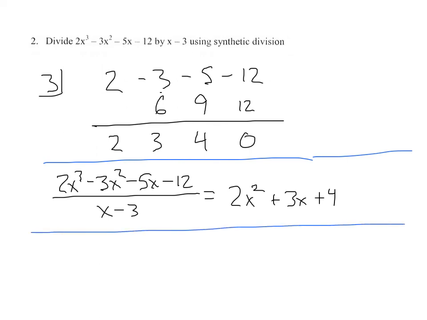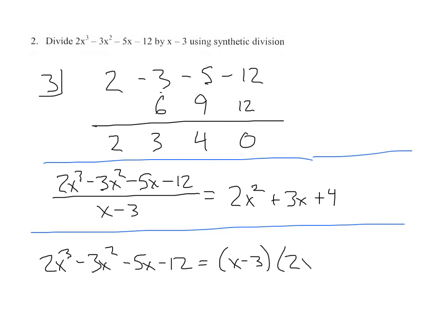And then polynomial form would be take the original, so 2x cubed minus 3x squared minus 5x minus 12. It's going to equal the divisor, which was x minus 3, times the quotient, which was 2x squared plus 3x plus 4. Okay, so again, this was the fraction form. This was the polynomial form. A couple quick examples there. Again, we verified the factor theorem here. We did get a remainder of 0, so that's a good thing. We can say x minus 3 is a factor of that function, but we also just verified synthetic division a little bit too.